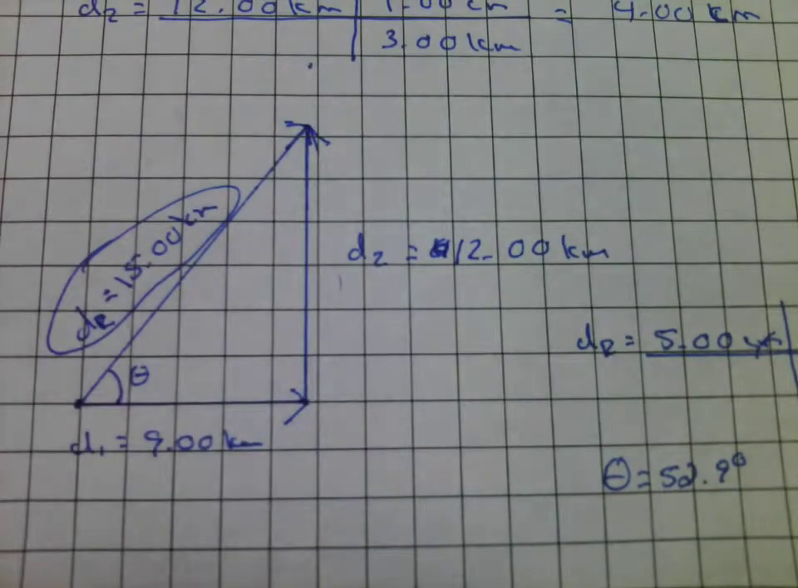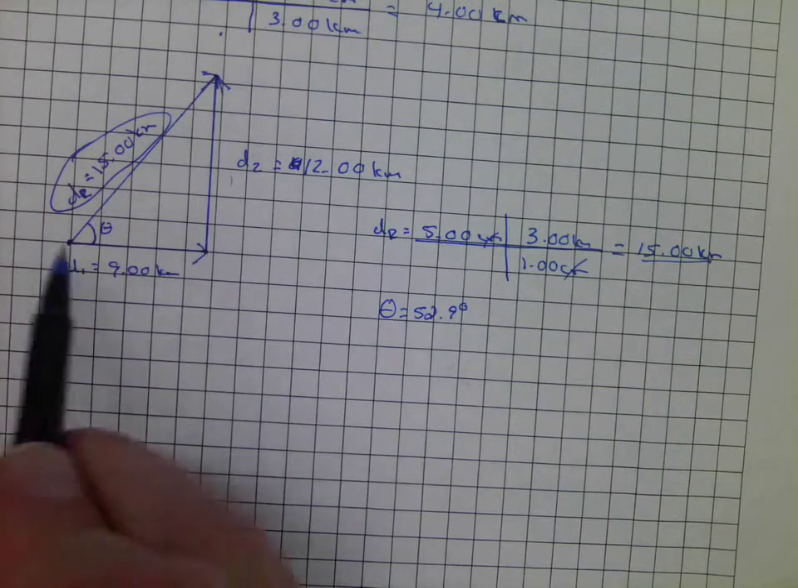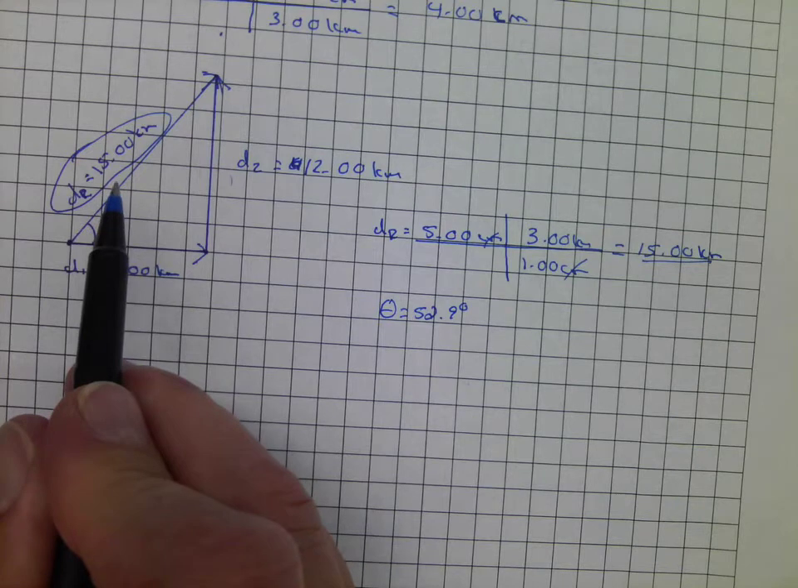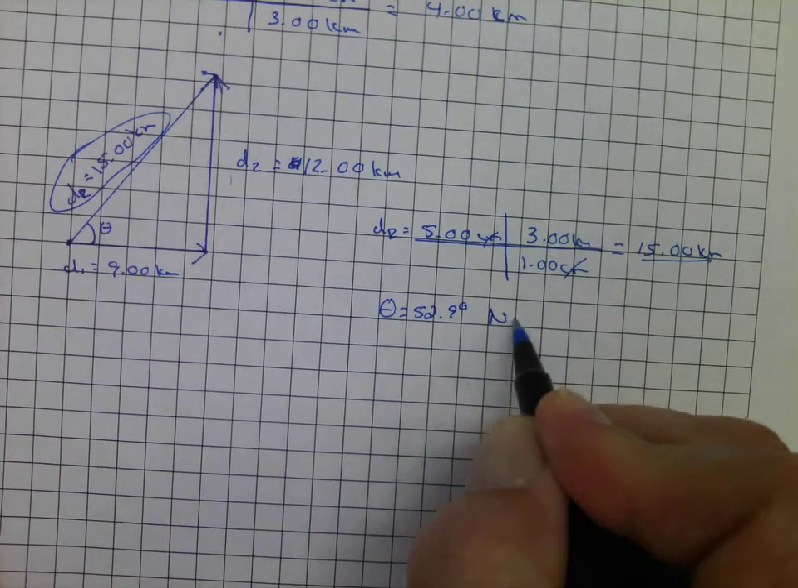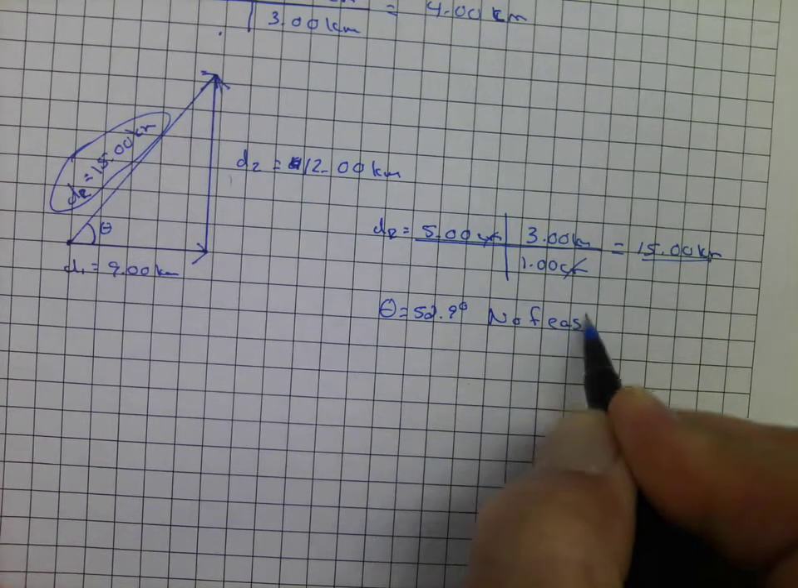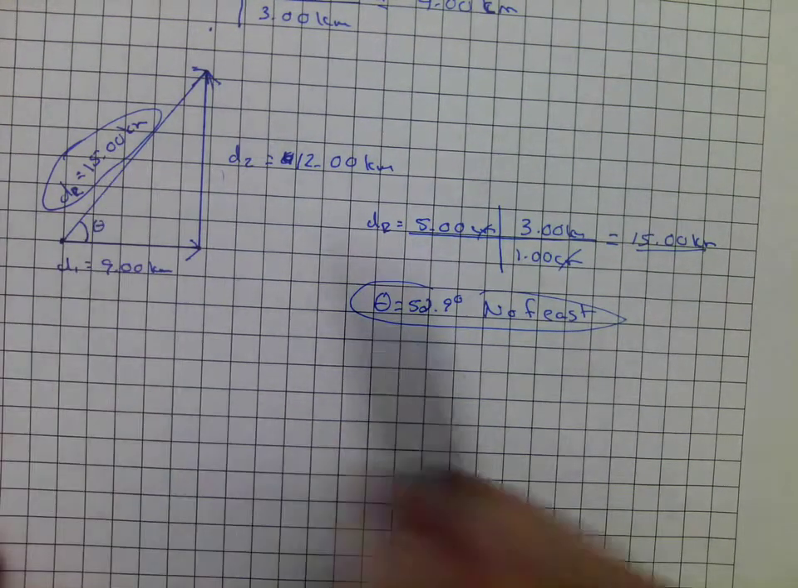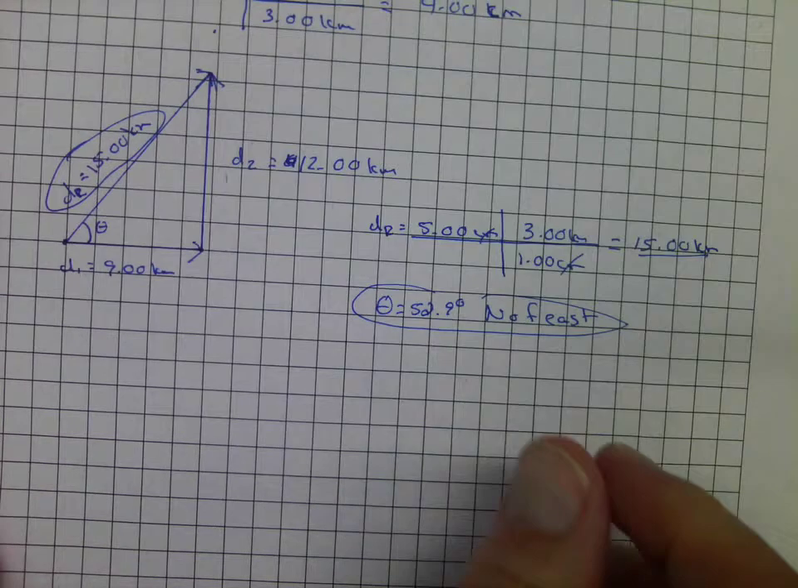This way is east. Back up so you can see. This way is east, and I'm going up this way, which is north. I'm going to say this is 52.9 degrees north of east. So my answer is 15 kilometers at an angle 52.9 degrees north of east.